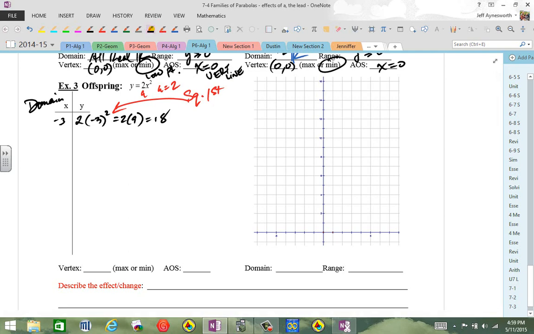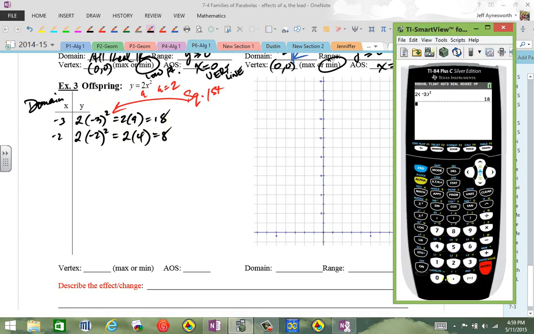Okay, let's evaluate these points. Now, I'll evaluate them and then plot them. So negative 2, well, let's see. 2 times negative 3 squared. No, I didn't say it right. I'm being goofy. All right, I got to substitute negative 2. I already did negative 3. So negative 2 squared is 4 times 2 is 8. Oh, let's step this out. 2 times 4, that's 8. That's stepping it out. Evaluate on the calculator. 2 times negative 2 quantity squared. 2 times 4, better be 8. Look at that, 8.